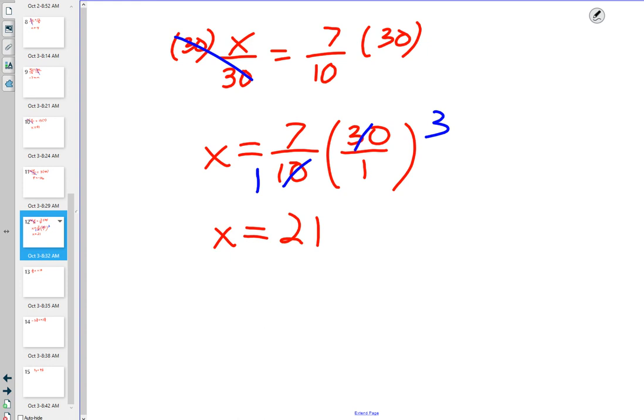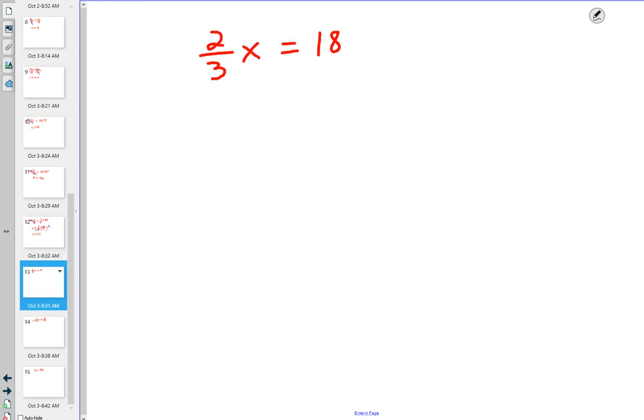The butterfly? I don't know what you mean by butterfly. Thirty times 7 and then 10 times 1? I'm not sure. I don't know what you mean. Luckily, we have a few more fractions coming.